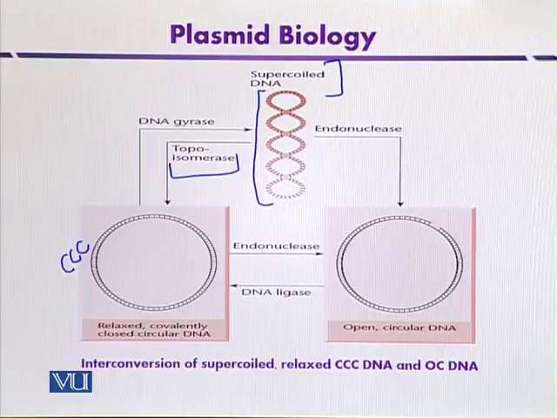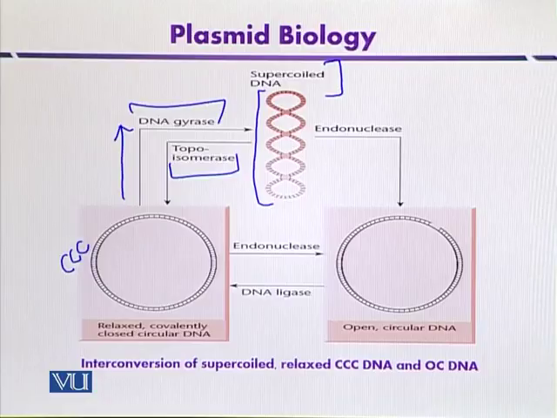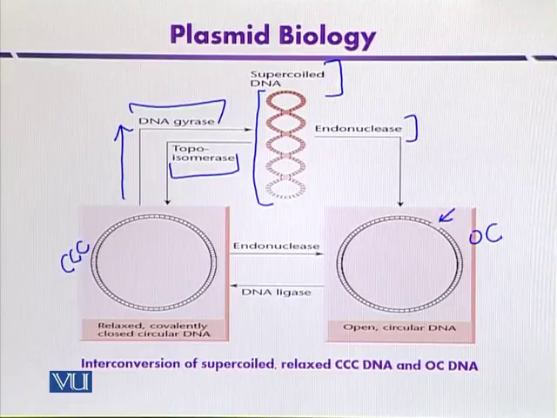If we again want to convert it into supercoiled form, then it can be treated with another enzyme, that is DNA gyrase. It will introduce negative supercoiling. And if we treat supercoiled DNA with endonucleases, then OCDNA, or open circle DNA, is produced, because one strand is not intact. Such type of DNA is called OCDNA or open circle DNA.